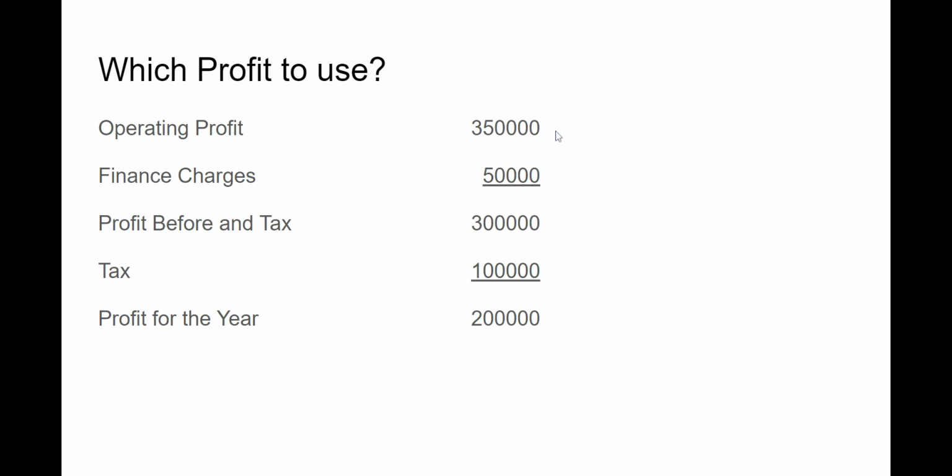Okay, which profit do we use? We use a profit called operating profit, which is the profit before finance charges and tax have been deducted. Just be a little bit careful. I'll do a quick example of why you need to be careful. They don't always give you the operating profit in the questions. Sometimes you'll need to work back to calculate what the operating profit is. So be very careful, for example, if you only get the actual profit for the year, because you need to add back the tax that's been put in as an expense, and you need to add back any finance charges.